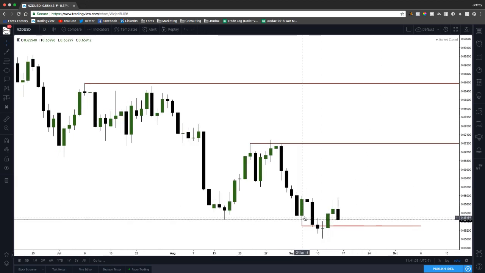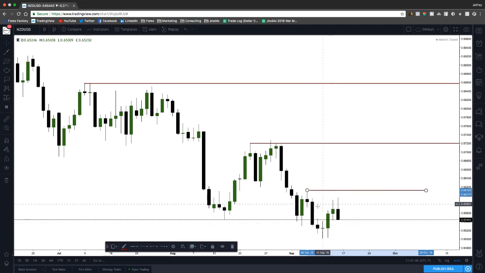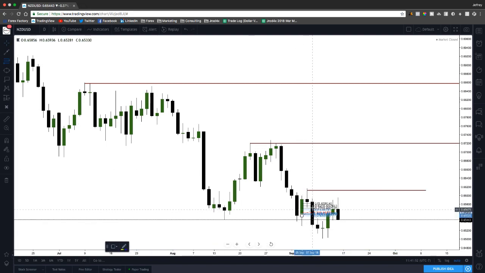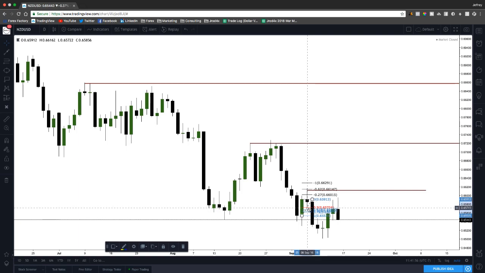So last week we marked out the low of this bearish order block. As you can see, we pretty much traded up within it, so we're just going to remove that now. And we're going to mark out the 50% level of this ICT bullish order block, which comes in at 65.72.